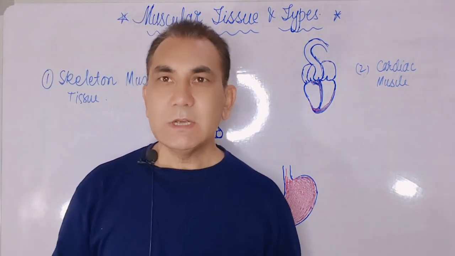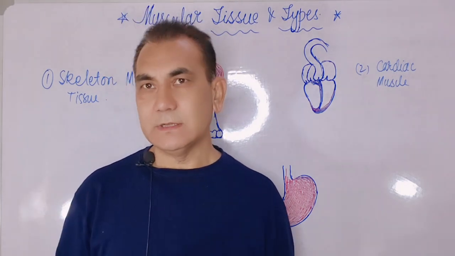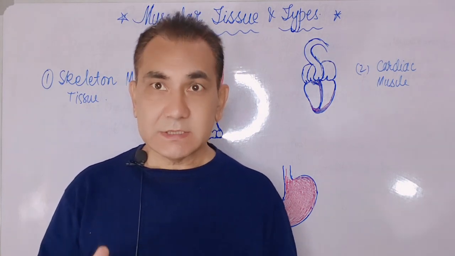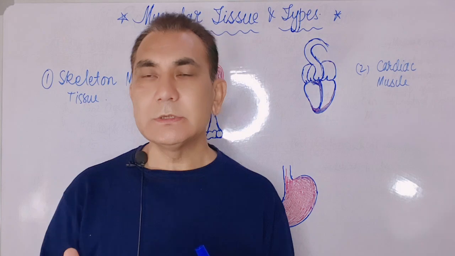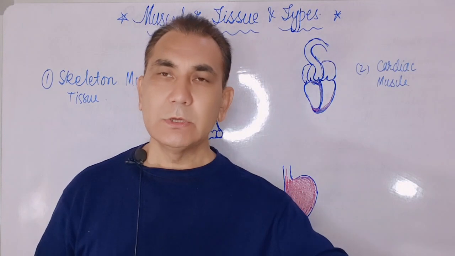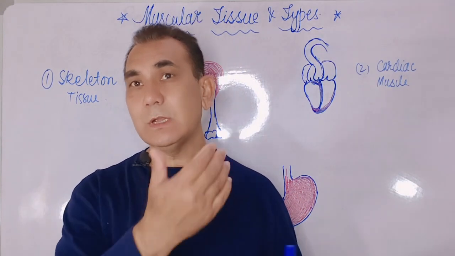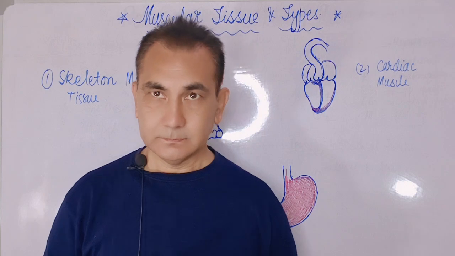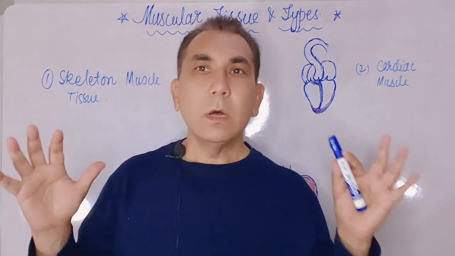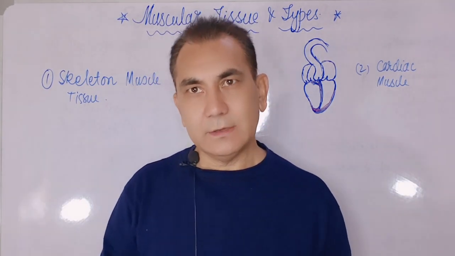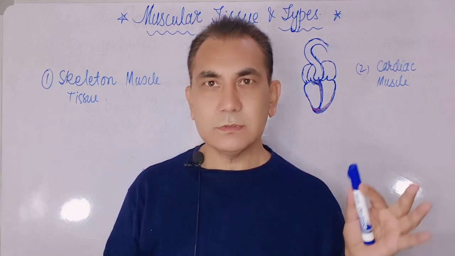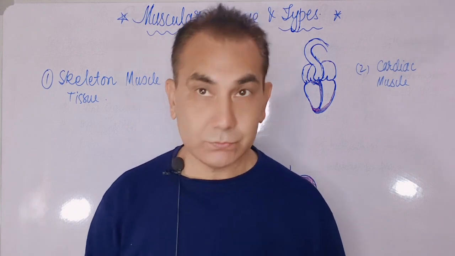Smooth muscles are also found in all the blood vessels, in the arteries, veins and capillaries, which provide elasticity and movement of the blood from one part of the body to the tissue level, and from the tissues back towards the heart through the veins. So this is all about muscular tissues and the different types: skeletal muscle tissue, cardiac muscle tissue, and smooth muscle tissue.